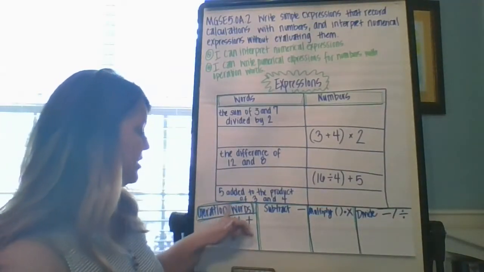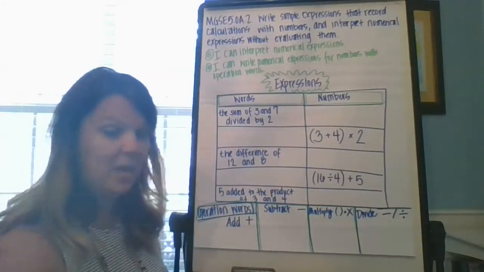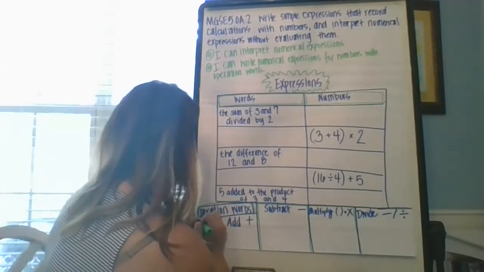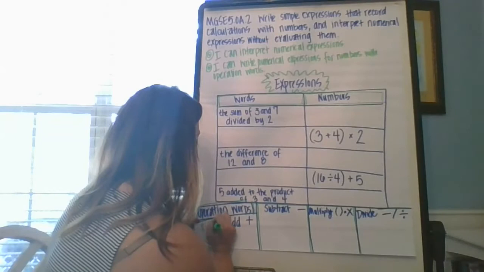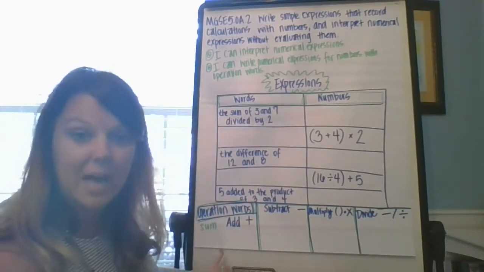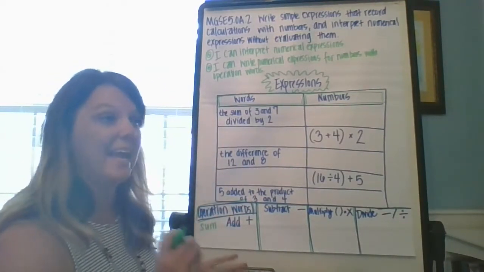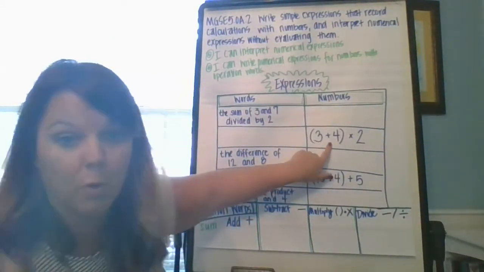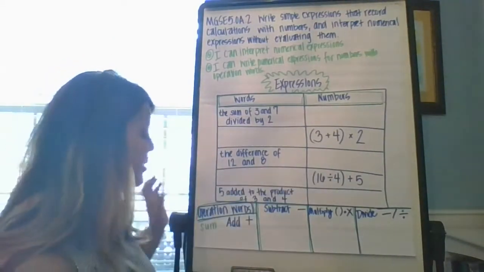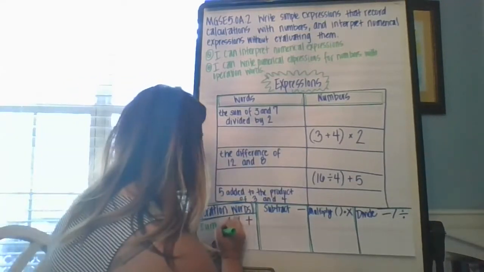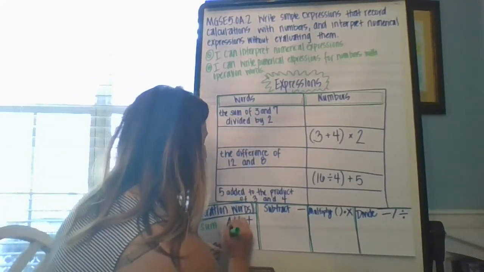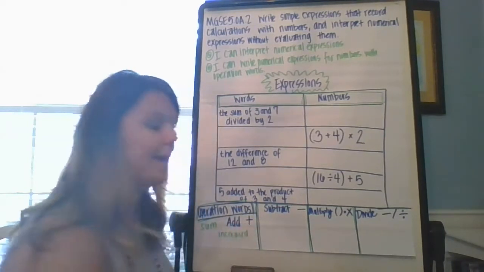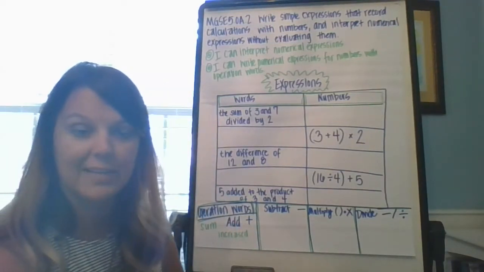So operation words. When we are adding, we're going to see many words like sum. That is probably the most common that you're going to see. The sum of something is the answer to an addition problem. So the sum of 3 and 4, for example, right here. You are also going to see increased. So if it says 5 increased by 3, that's going to tell you that you need to add.